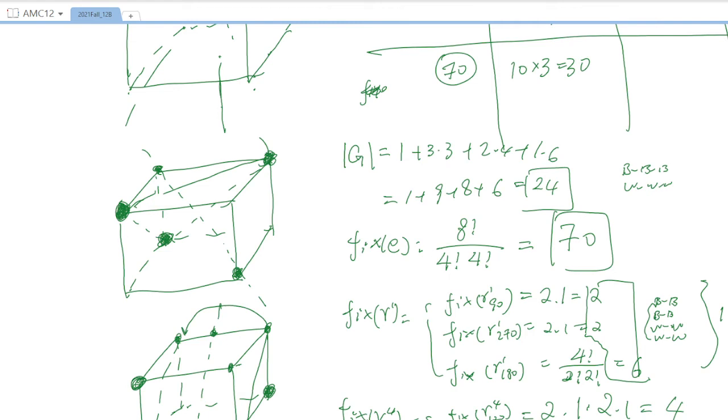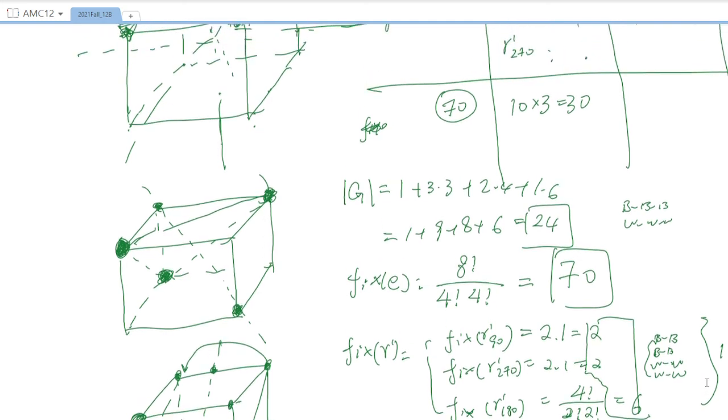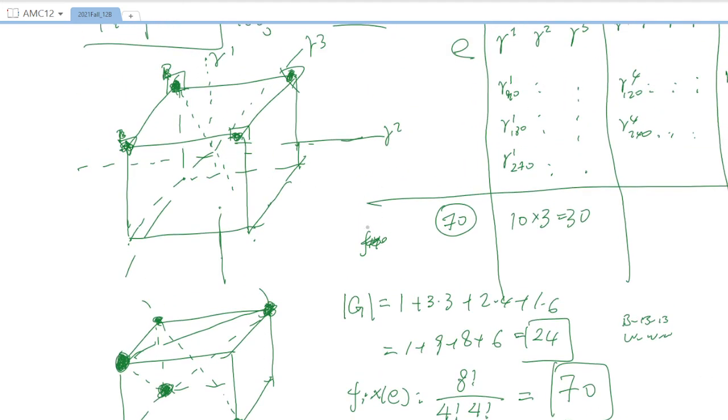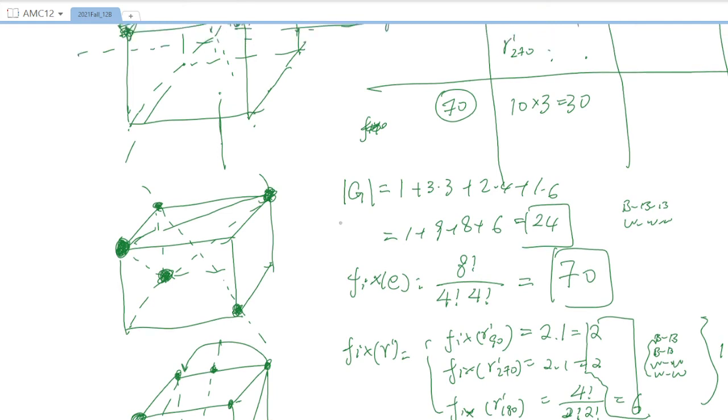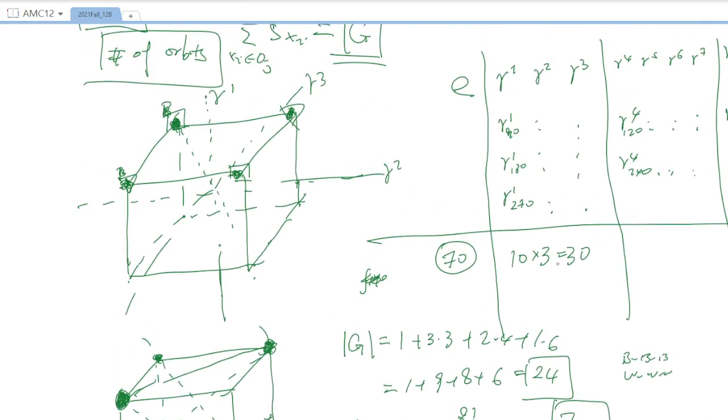Then R4 240 over 4, right? So 240 is the same thing, right? You still need this one to be the same and the other to be the same, right? So it's 2 times 1 times 2 times 1 is 4. So this is 8. So we have 8 times how many? 4. We have 8 times 4 is 32.